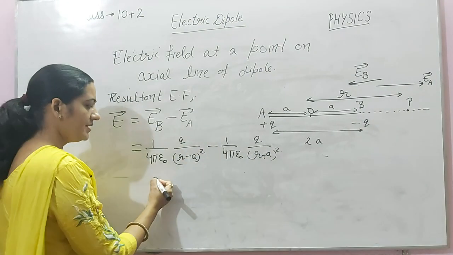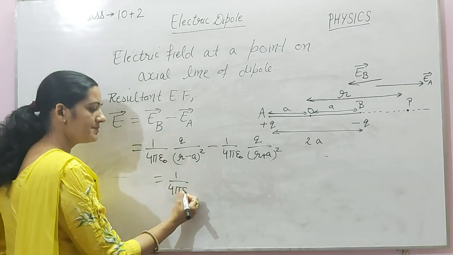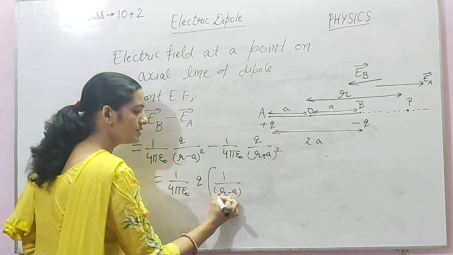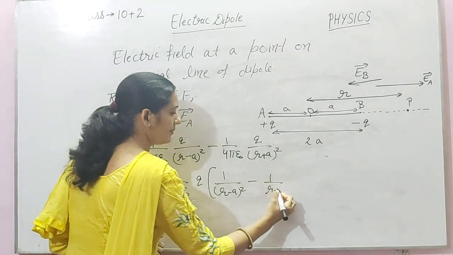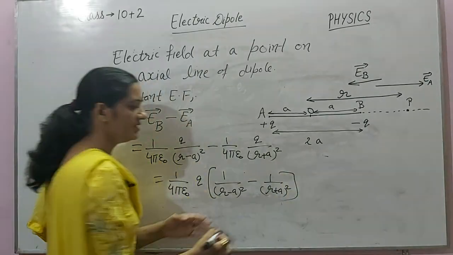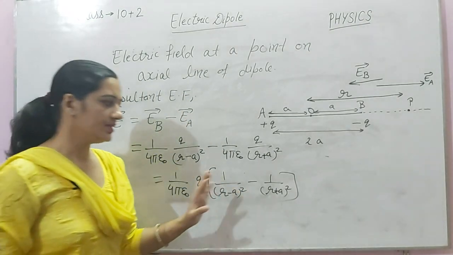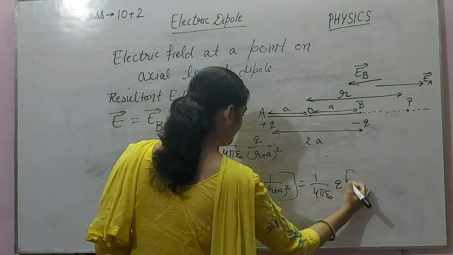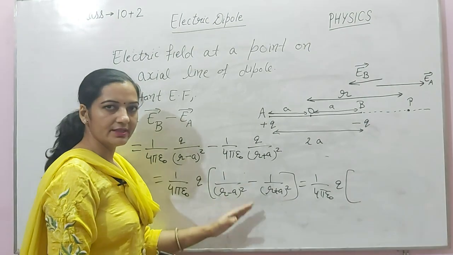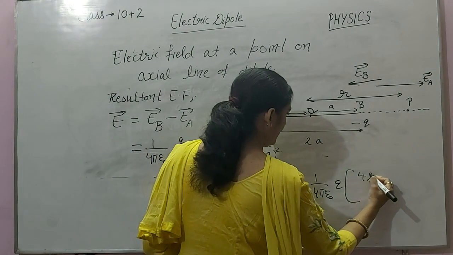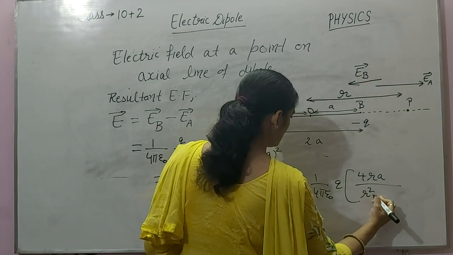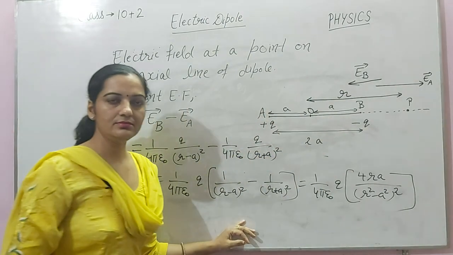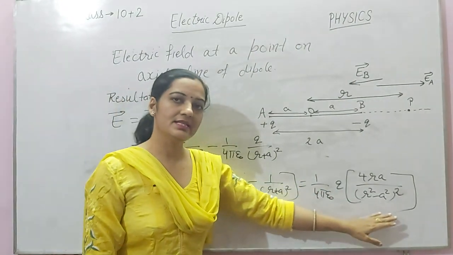Now the common things are 1 upon 4 pi epsilon naught Q, times 1 upon (R minus A) whole square minus 1 upon (R plus A) whole square. These are mathematical steps. You can do it easily. We get 1 upon 4 pi epsilon naught Q. After solving this, we get 4RA divided by (R square minus A square) raised to power 2. This quantity is obtained. This is the result.